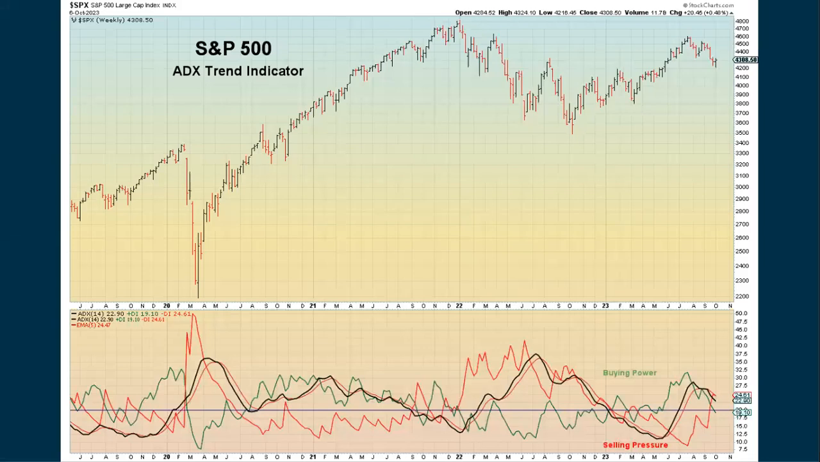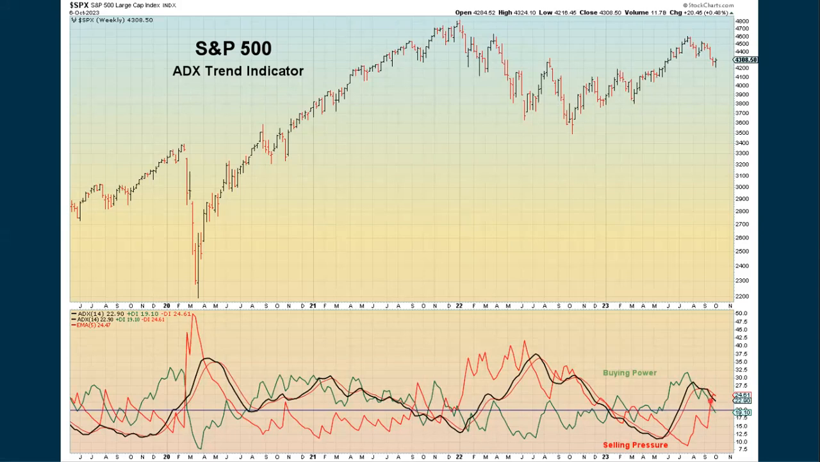Keeping an eye on our trend. Are we in a trending environment or a trendless environment? We are in a trend, but it's weakening. And how that's measured is the black line, which is the ADX, it's crossing below the moving average. So that's how I measure a weakening trend.